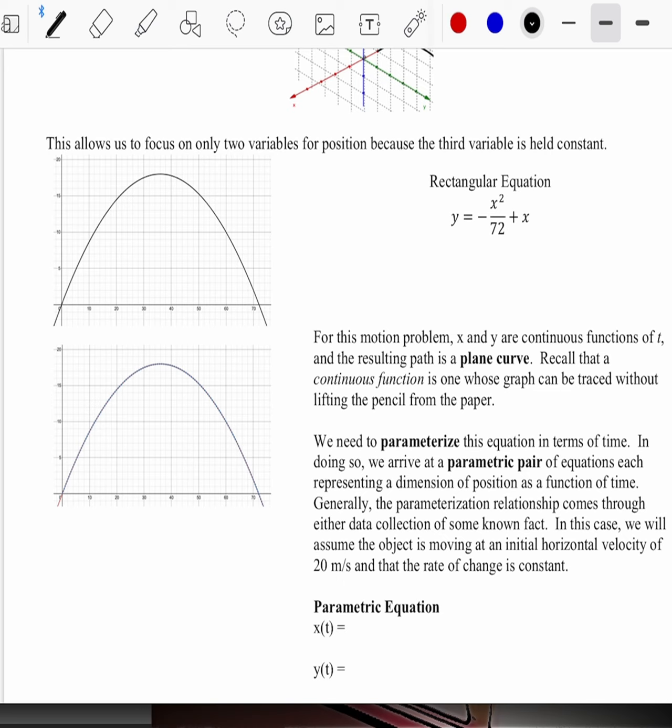So we need to parameterize this equation in terms of time. In doing so, we arrive at a parametric pair of equations, each representing a dimension of position as a function of time. Generally, the parameterization relationship comes through either data collection or some known fact. Like, for example, in this case, I'm going to just tell you that the object is moving at a horizontal velocity of 20 meters per second, right? And that the rate of change is constant. Right? That has to come from somewhere.